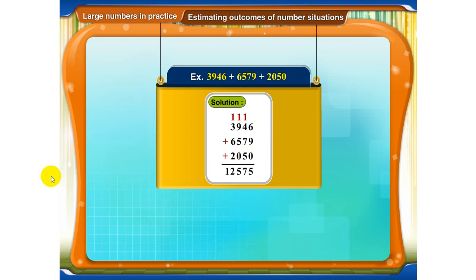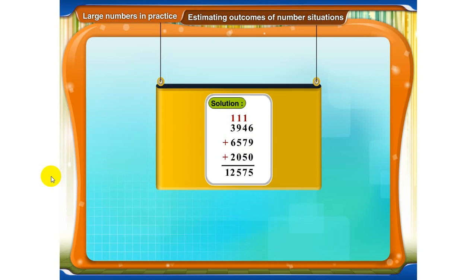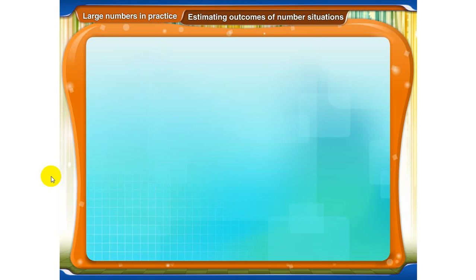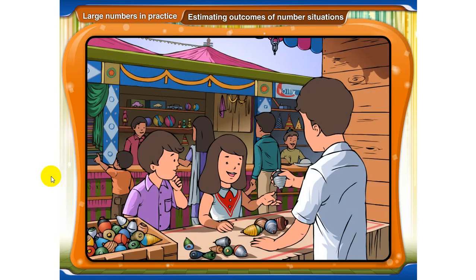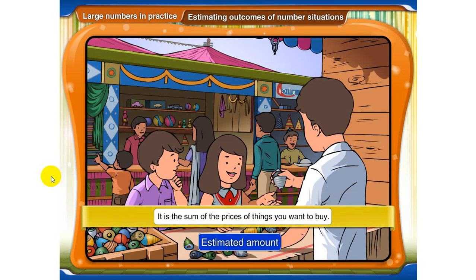This procedure takes time. There are many situations where we need to find answers more quickly. For example, when you go to a fair or the market, you find a variety of attractive things which you want to buy. You need to quickly decide what you can buy. So you need to estimate the amount you need. It is the sum of the prices of things you want to buy.